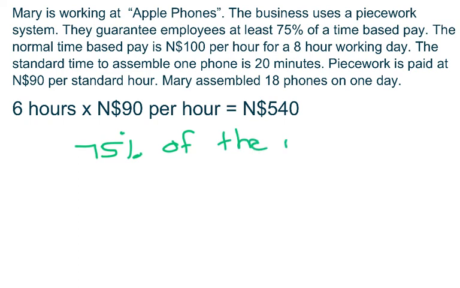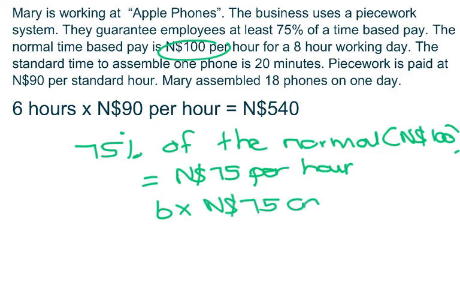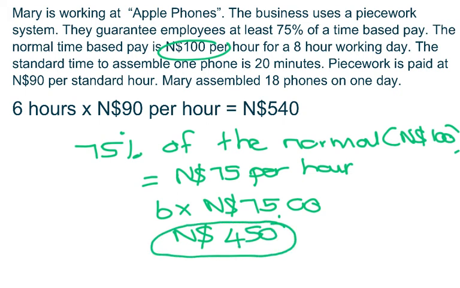And the normal rate, we said, is $100. So 75% of $100 will give me $75 per hour, and we said that her output is based on 6 hours, so it's 6 times 75 Namibian dollars. And 6 times 75 Namibian dollars is $450. So we are saying $450 is the minimum pay for 6 hours.